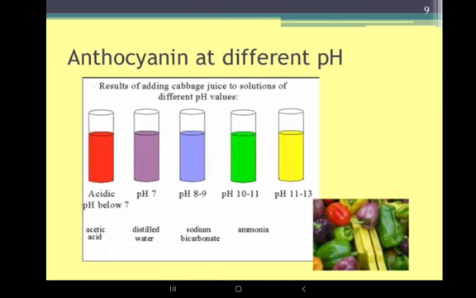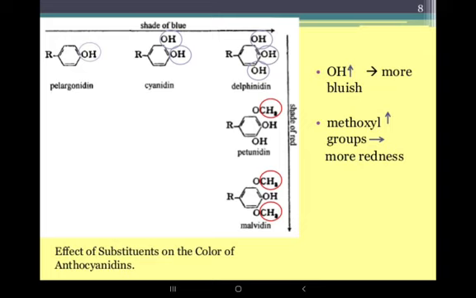So these are the effects of substances on the color of anthocyanins. Why do we get different colors, especially within a single family of anthocyanins? Because of the presence of hydroxyl or methoxyl groups on particular carbons. For example, pelargonidin, cyanidin, delphinidin, peonidin, petunidin and malvidin. We have to notice that the position of OH and methoxylation affects the color. When OH is high, it gives a bluish color. When methoxyl is high, it gives a more red color.